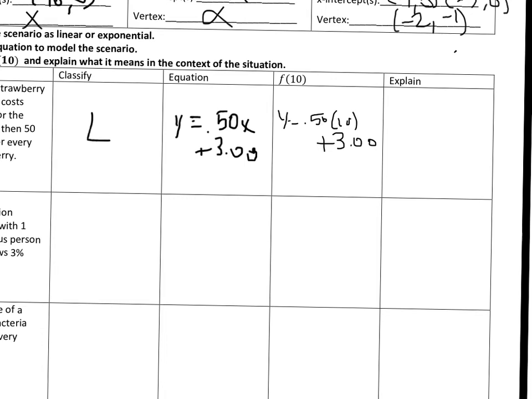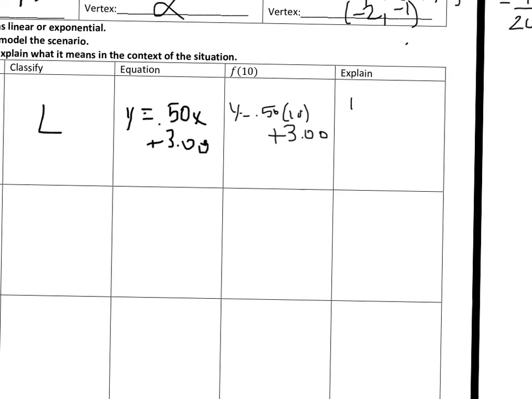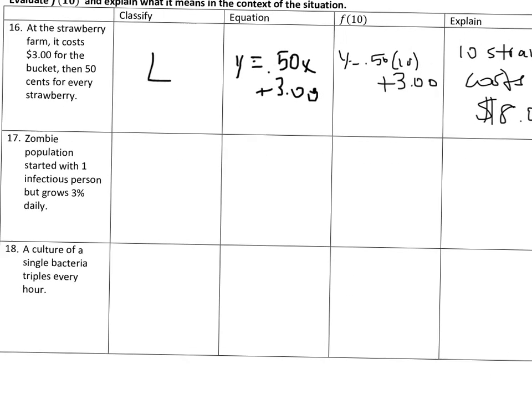Okay, so if I want to figure out what that stands for, I'm saying if it costs $3 for the bucket and then 50 cents for every strawberry, and I plug 10 in for every strawberry, that's saying 10 strawberries cost about $8. Okay, let's try the next two.